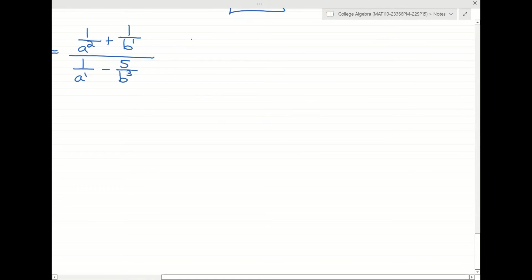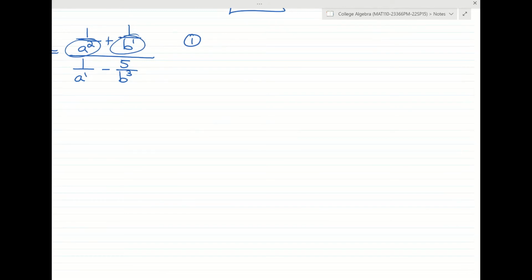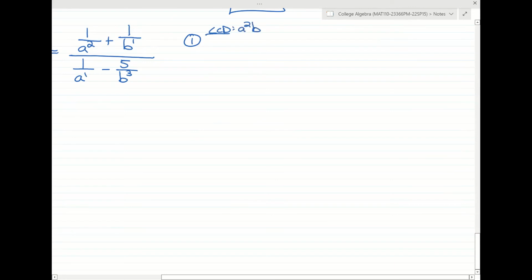For technique number 1, what would be the least common denominator for the top? For a squared and b, what would be the LCD? So we always multiply them. So we're going to have a squared times b. The least common denominator just for the top is going to be a squared b.